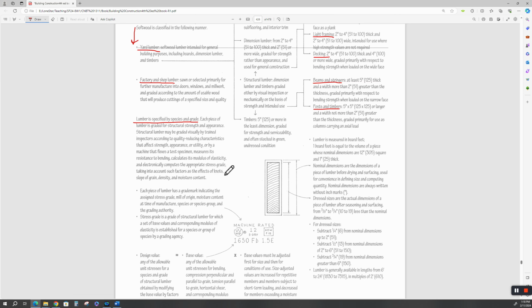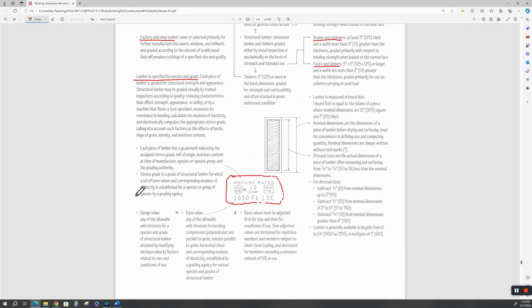Each piece of lumber has a grade mark indicating the assigned stress grade. It'll be ink stamped or pressed like this. So you'll have a stress grade, a design value. It has a base value, and then the base values are adjusted for size and other things, such as moisture content. Again, we go back to moisture content.